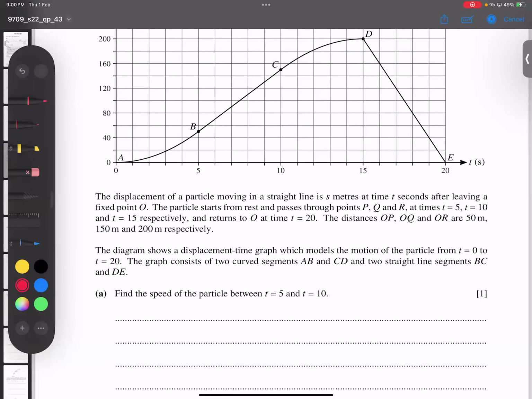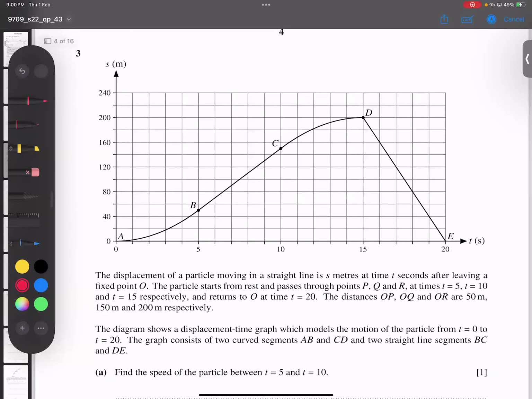Bismillah ar-Rahman ar-Rahim. This is our question. We have June 2022, variant 43, and question number 3.